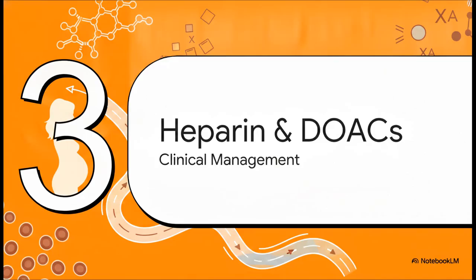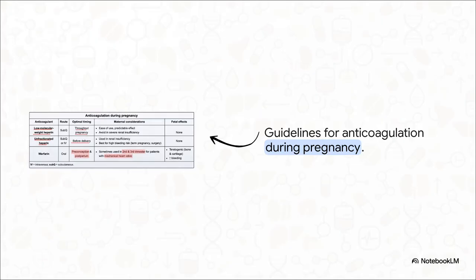Section 3 is heparin and DOAC management. Your approach shifts significantly when dealing with pregnancy or certain hypercoagulable states. Take pregnancy, for instance. Unfractionated heparin becomes the anticoagulant of choice right before delivery because of its rapid reversibility. Now, while low molecular weight heparin is commonly used throughout the pregnancy itself, remember that all anticoagulation has to be stopped the moment labor begins to prevent massive hemorrhage.